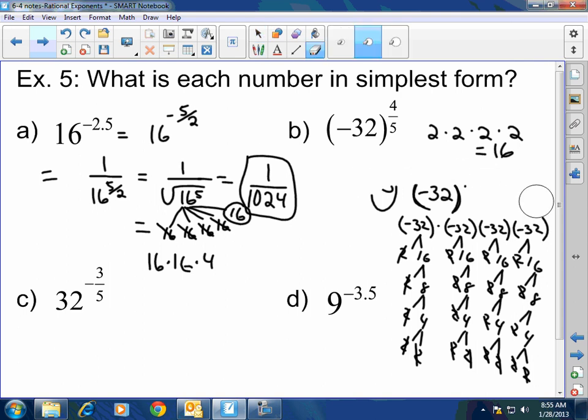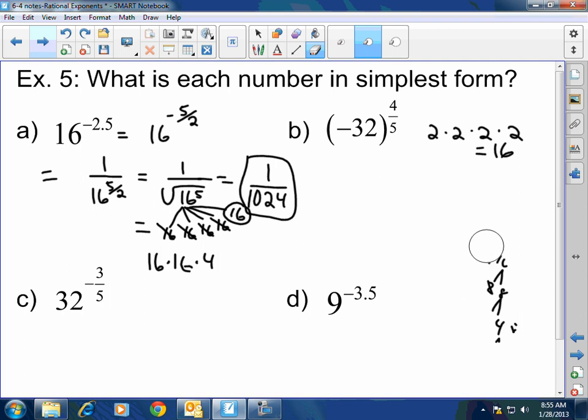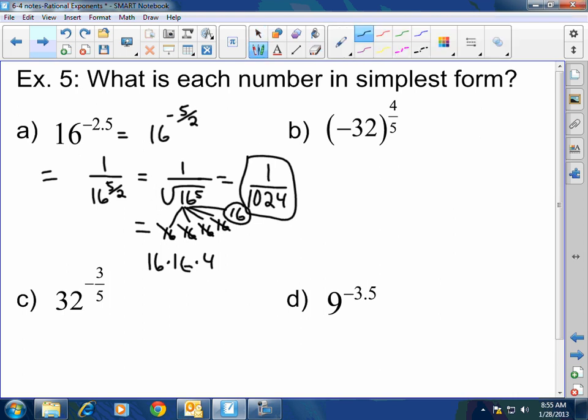Let me show you another way, a little bit of an easier way. If you know your multiplication tables really well, and you know your factors and perfect squares and all that stuff, you can really work this out a lot easier. For example, let's go ahead and rewrite this as the fifth root of negative 32 to the fourth power. Now, how about if we do this, guys?